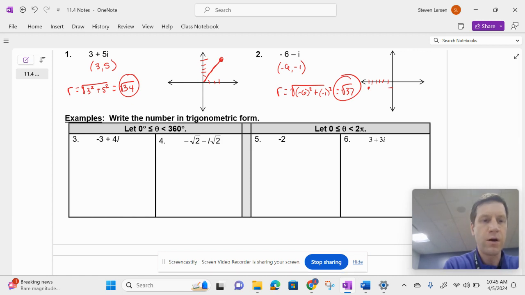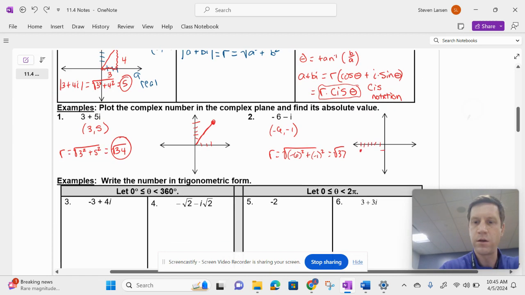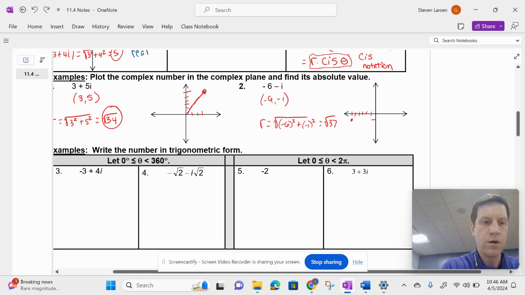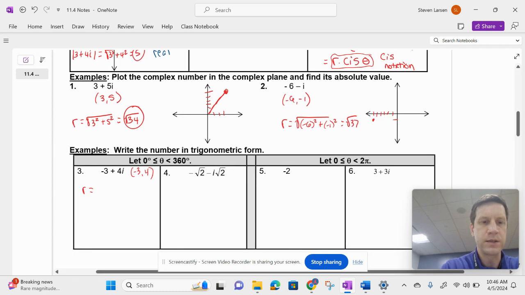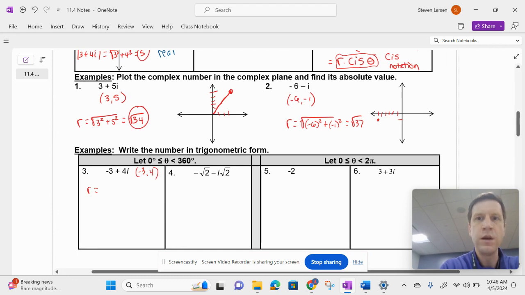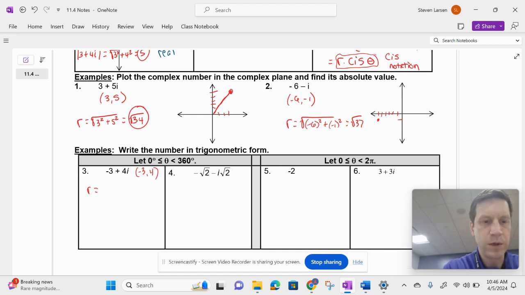So I need to find r and theta, number 3 down here. We can rewrite this as negative 3 comma 4. I think we can see what r is going to come out to be. Again, that's going to be a 3, 4, 5. So this will be the root of negative 3 squared plus 4 squared. So square root of 9 plus 16 is 25. Root 25, which is going to equal 5 for the r value.